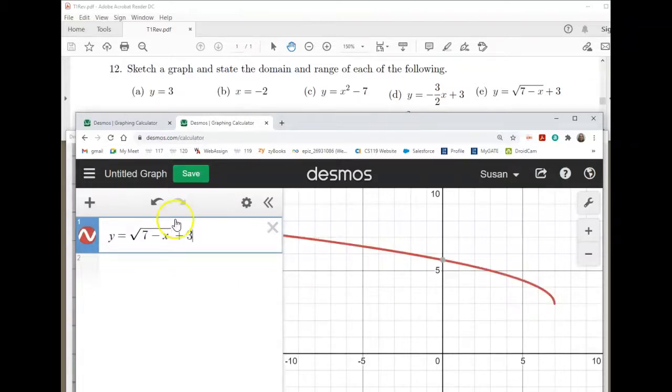So make sure your function looks exactly like the one that's on the test. Compare them really closely. So I'm going to have a closed circle here because x can be 7. Square root of 0 is 0. So I'm going to have a closed circle and a swish like this on my graph. So it'll be up 3 and over 7.